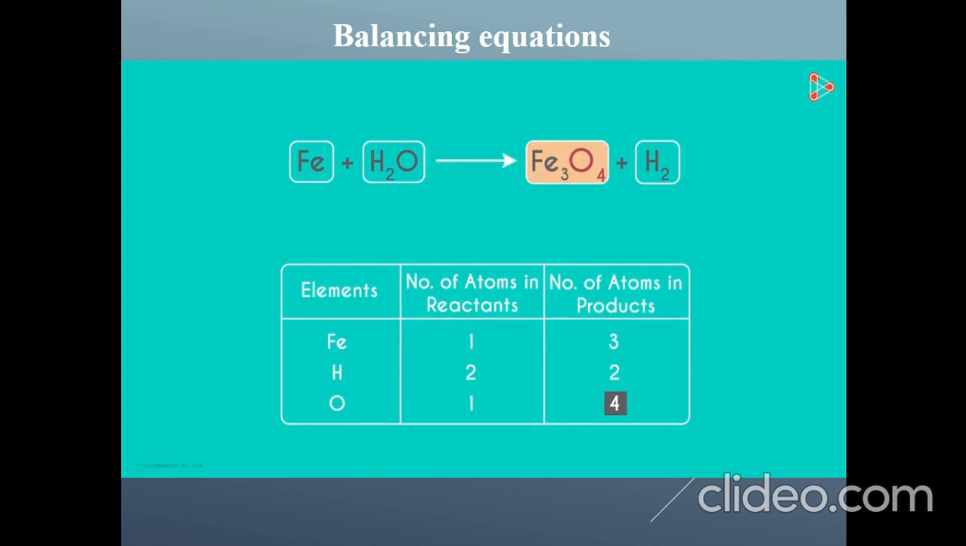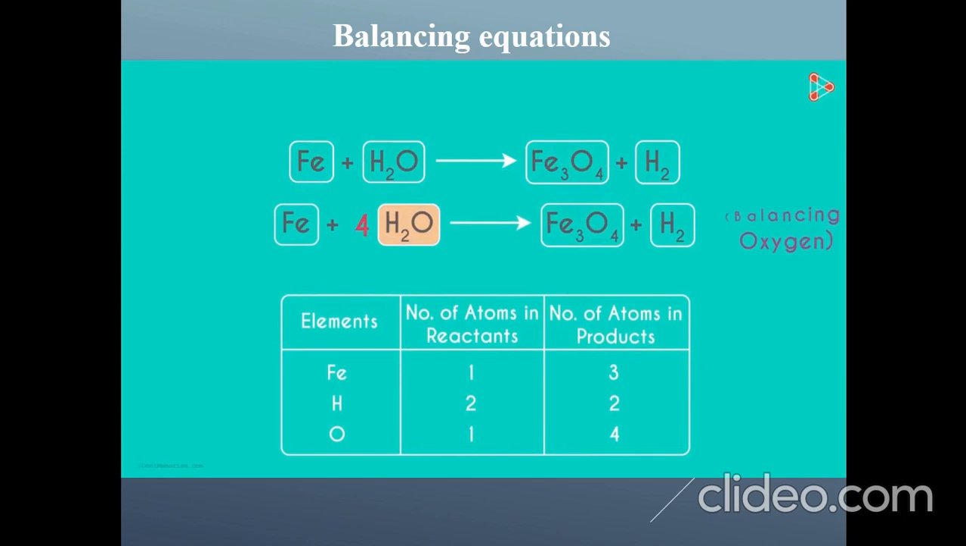Oxygen in this compound has 4 atoms. So our first aim will be to balance the oxygen atoms. On the right, it's 4 and on the left, it's 1. So to balance the number of oxygen atoms, we multiply this compound with 4. So the number of oxygen atoms on each side is 4 now.